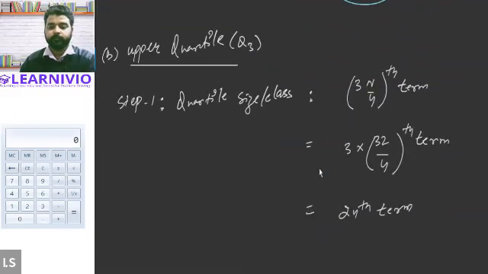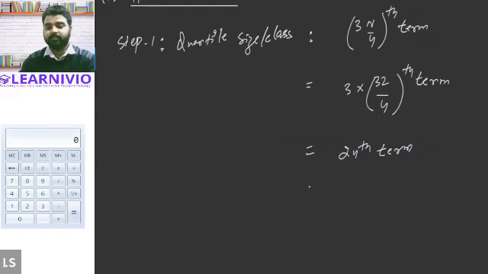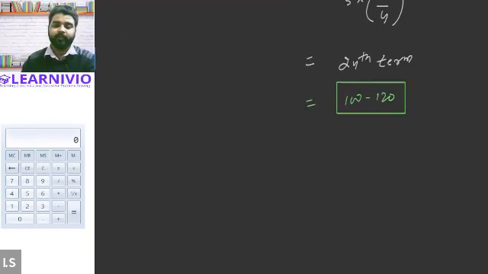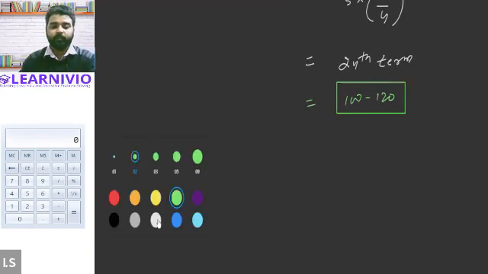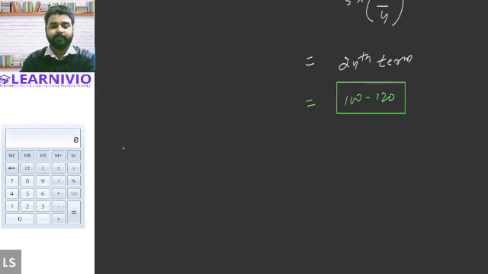Yes, sir. So the quartile class is 100 to 120. This we have got by applying the formula. And now that we have the quartile class 100 to 120, we can simply apply step 2. Step 2 is the calculation of the quartile value.